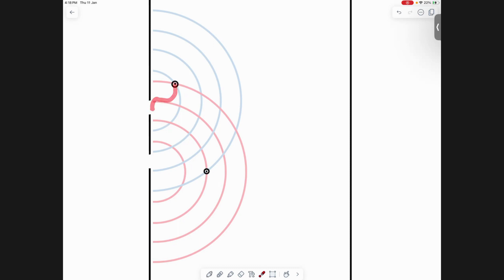I'm talking about the blue wave. How many blue waves reach here? Just 1, right? How many red waves are here? 1, 2, 3, 4. So 3 blue waves and 4 red waves, right? When they meet there, what's the path difference? 3. Okay, so here you'll have a maxima, but which maxima does this represent? Third maxima, right? Then let's try another one.